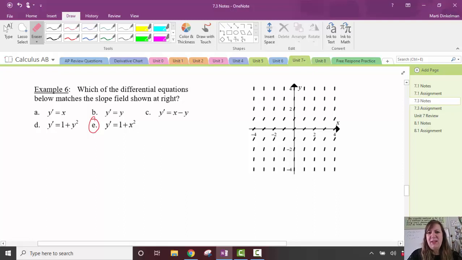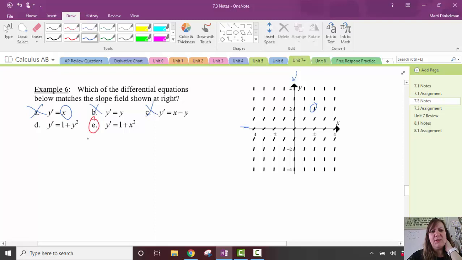One of the things I'm noticing is I don't see any 0 slopes. I always like to see zeros because those are really helpful, but I don't see any. If I look at y prime equals x, when x is 0, I should have 0 slopes, and I don't see 0 slopes up and down this y-axis. So that's why I would eliminate that one. Similar for b, I don't see 0 slopes when y is 0. And on c, when x and y are equal, I should see a slope of 0. So at (2, 2), I should see a 0 slope. I don't see that.